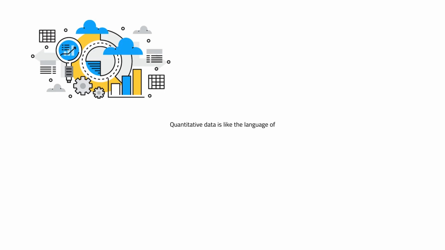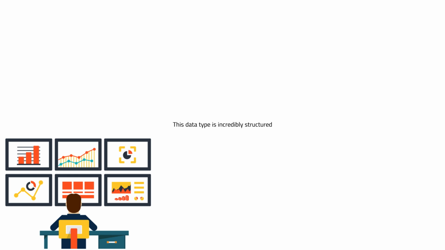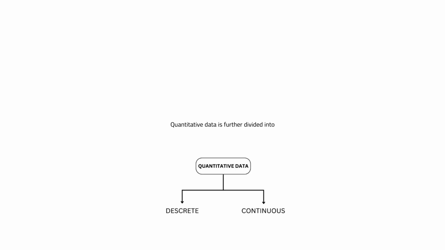First up, we have quantitative data. Quantitative data is like the language of science and analysis. It's all about measuring, counting, and quantifying information. This data type is incredibly structured and objective, making it ideal for making informed decisions and uncovering patterns. Quantitative data is further divided into two main subtypes, discrete and continuous data.